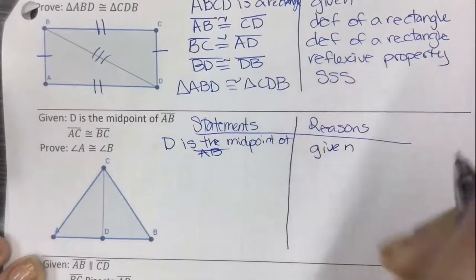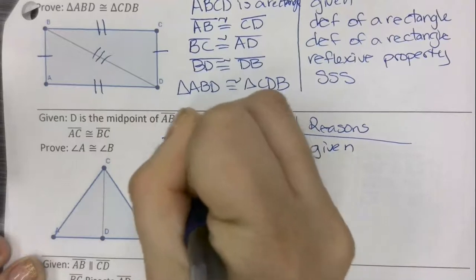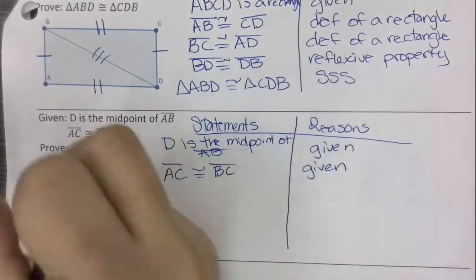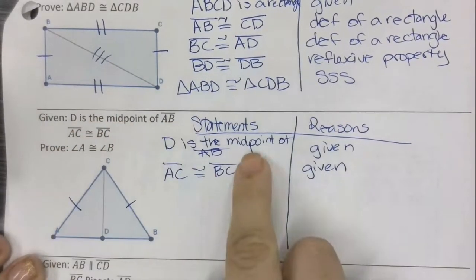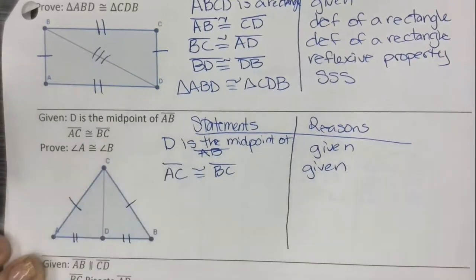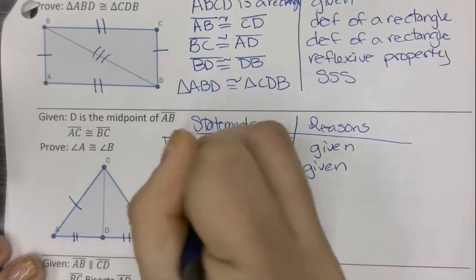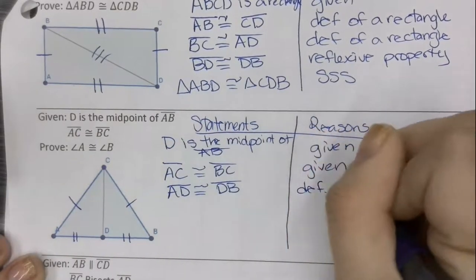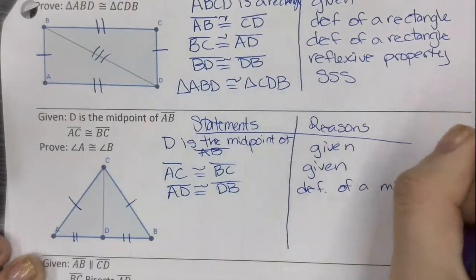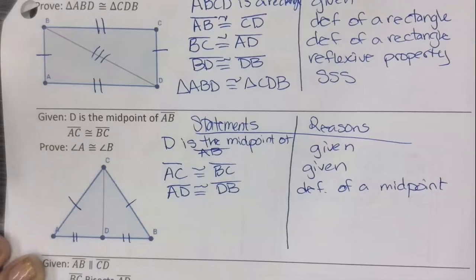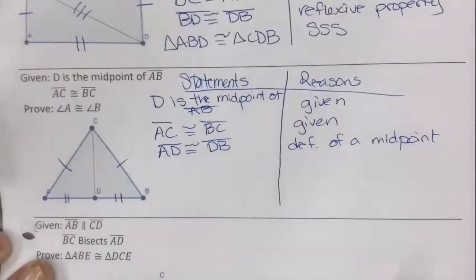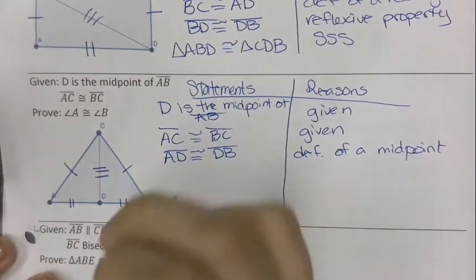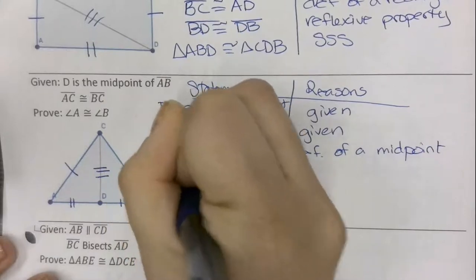So that was given. And then I also had AC is congruent to BC. So I want to mark that one up. When it tells me D is the midpoint of AB, it's telling me it's cutting A and B in 2 equal pieces. So I'm going to have AD is congruent to DB by definition of midpoint. Then I can say that CD is congruent to CD by the reflexive property.